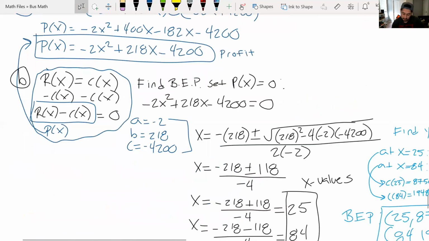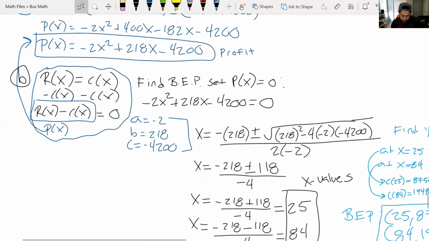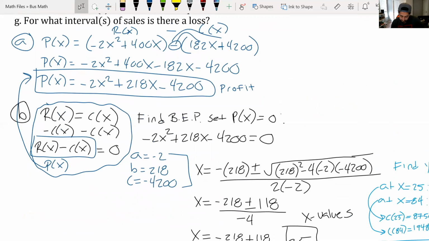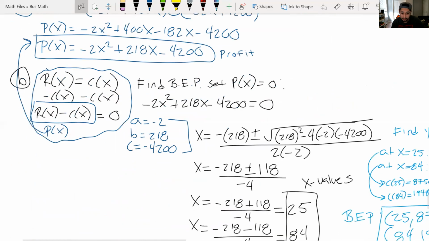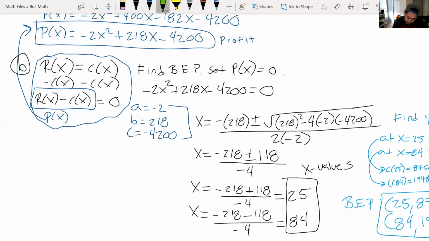Okay. We're going to use our profit function for this because it says find the number of golf clubs sold to reach maximum profit. So we're going to use the profit function I have above. So here is step C and D. Find vertex. Keeps it simple. And lucky for us, we already labeled A, B, and C of the profit function. So we're ready to go.